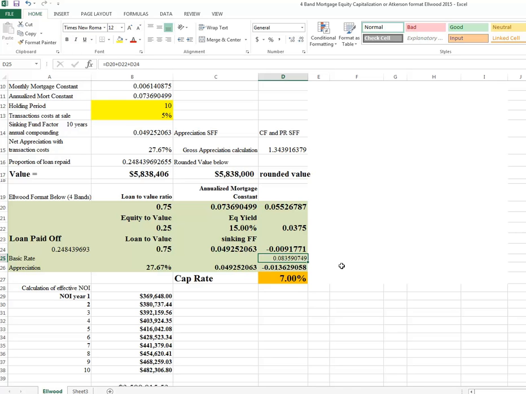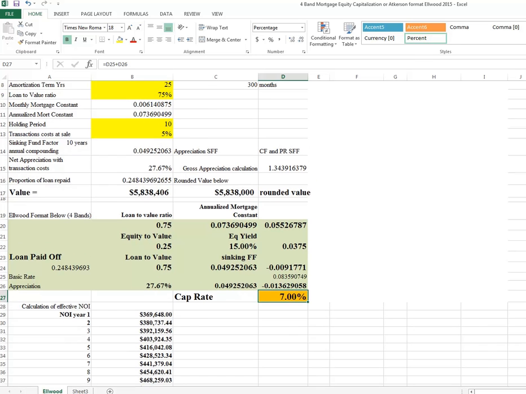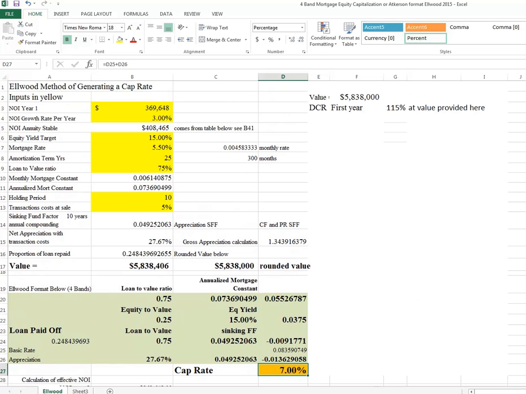Elwood has something called the basic rate, which is simply without considering appreciation. In this case, that cap rate is 8.359%. Here you see it in decimal form. But when I add all these together, my cap rate is 7%. And if I saw 7% in the market, then again, it would match up with a 3% appreciation rate and a 15% equity yield. Let's go ahead and change that right away. And we'll see some of the effects if we would change that assumption.